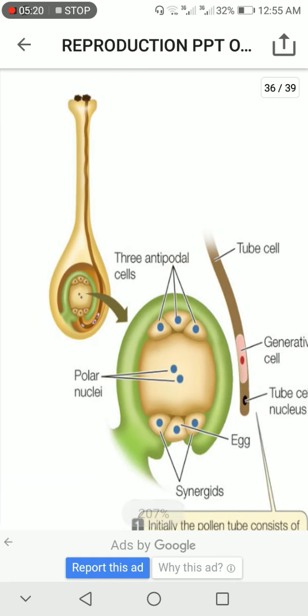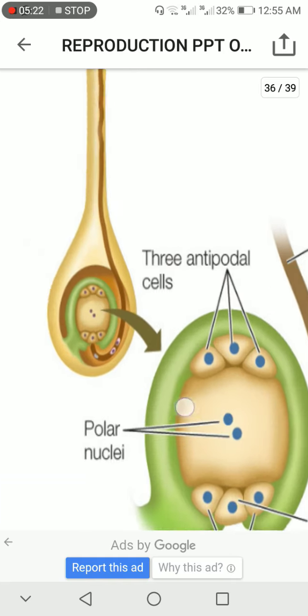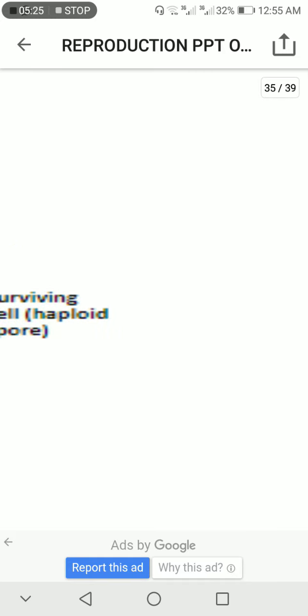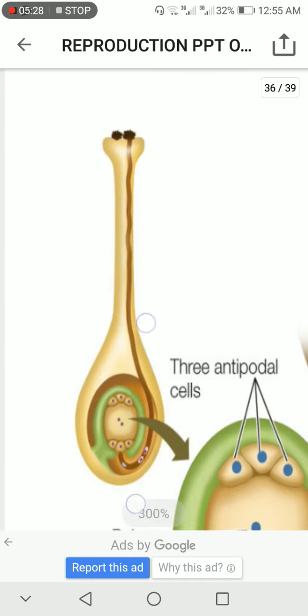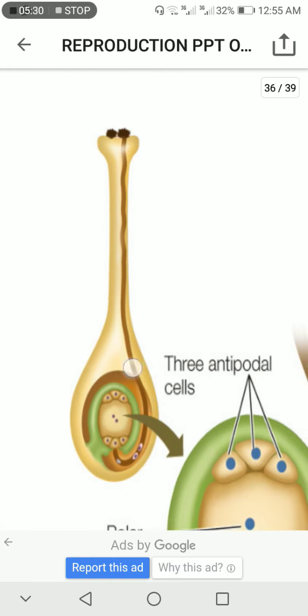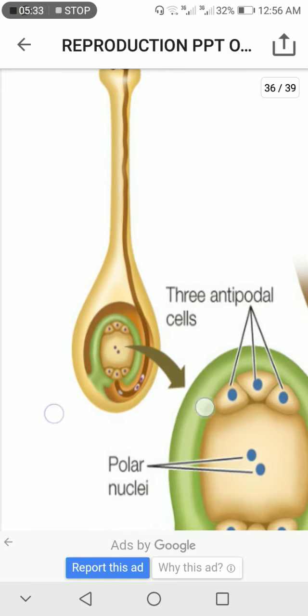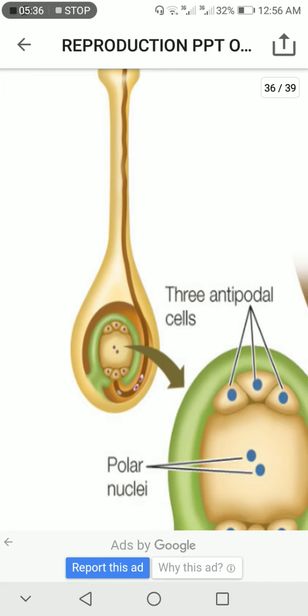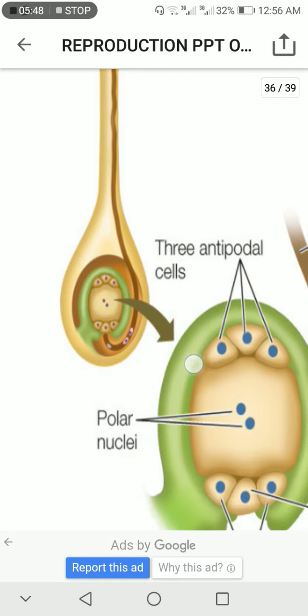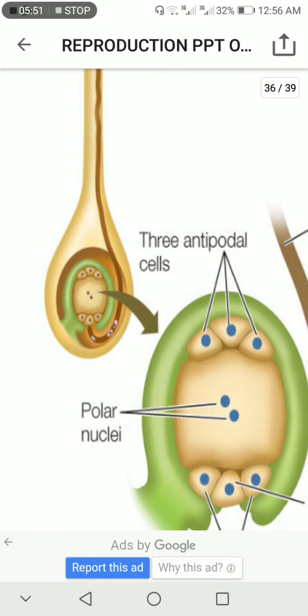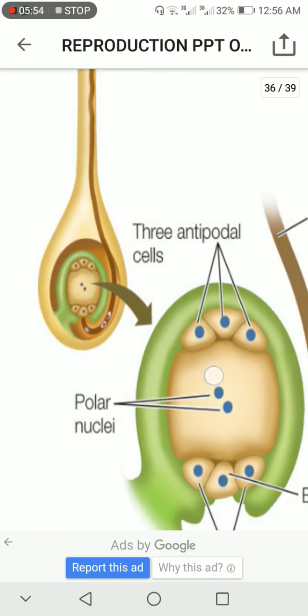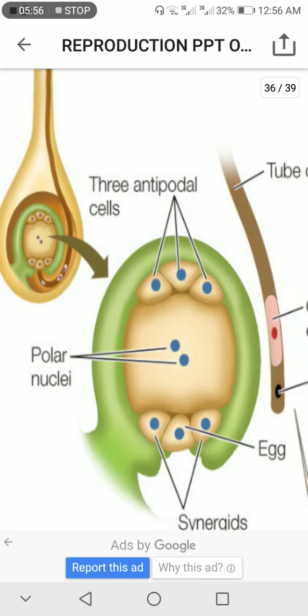Here you can see how the two sperm nuclei are entering into the 8 nucleated structure inside the ovule, which is going to fertilize it twice. That's why we call it double fertilization. And it enters into the embryo sac from the micropylar end.